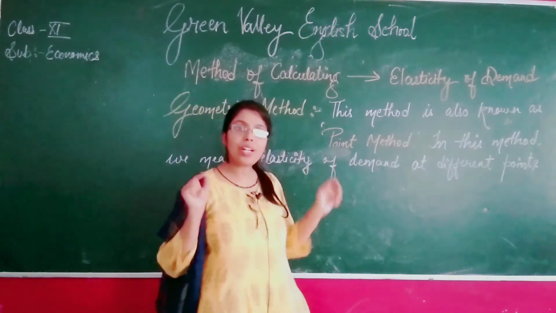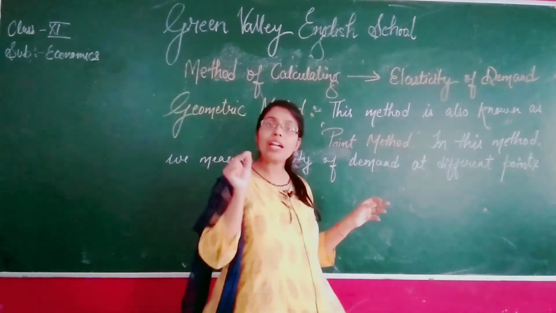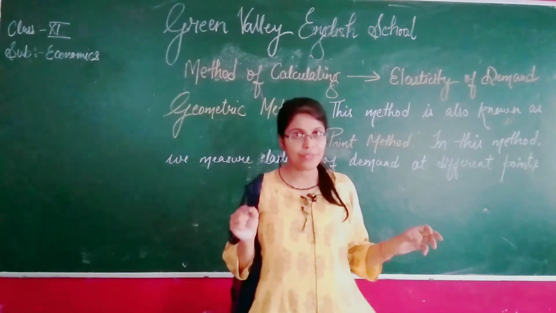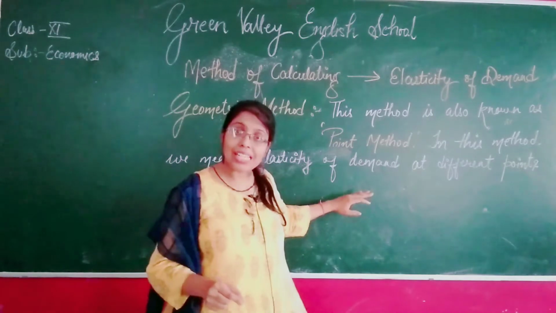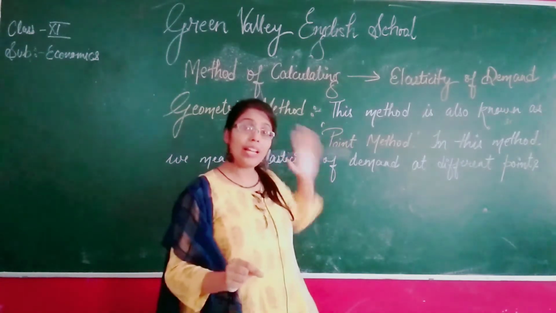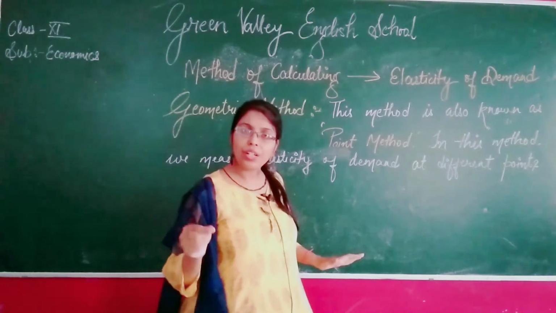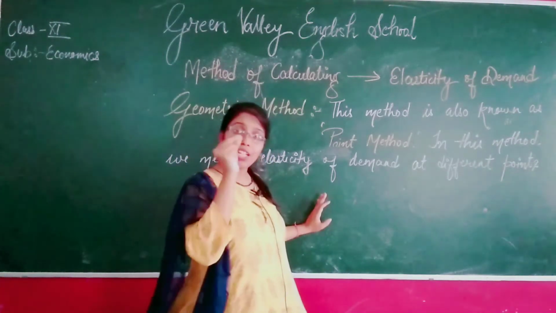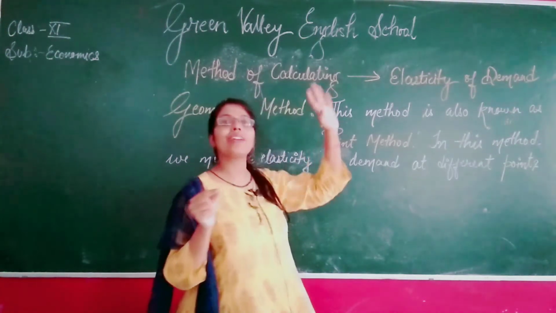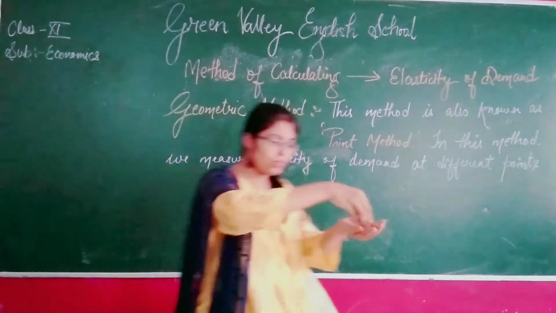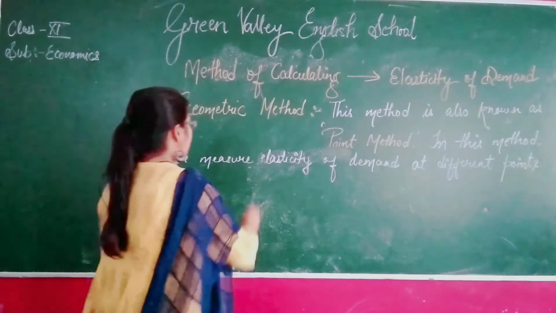In this method, elasticity of demand is measured at different points on the demand curve. What happens in this method? The elasticity of demand is measured on the demand curve, at different points. Those different points tell about the elasticity of demand. So you want to see how? Let's see.